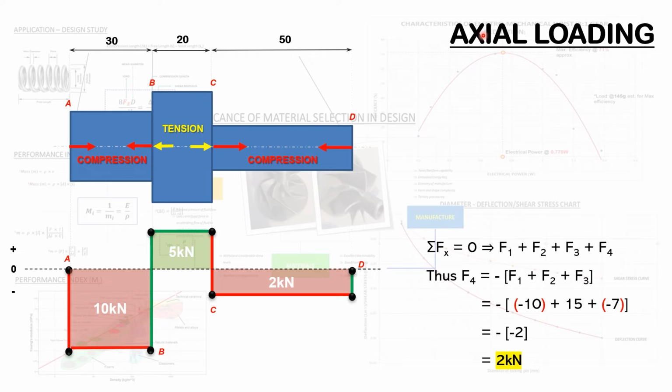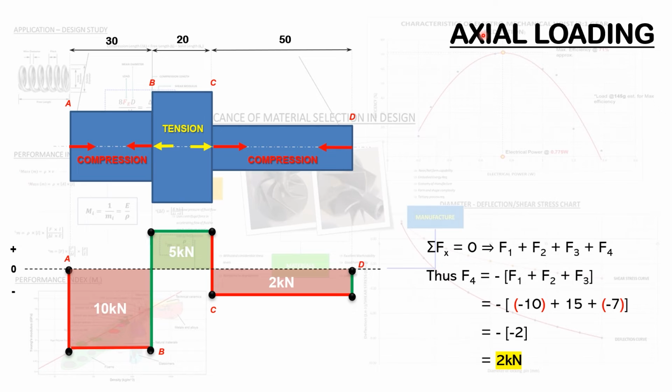So, to ensure that we don't have any confusion, we are going to determine the sense of the forces in terms of the direction. So forces moving rightwards, we will assume to be positive. Forces moving leftwards, we assume to be negative. Okay, so compressive forces will have a negative sense, tensile forces will have a positive sense. Thus, minus into bracket minus 10 plus 15 plus minus 7, all brackets closed. So that would give a sum of minus 2. So minus times minus 2 gives positive 2. Thus, F4 will be equal to 2 kilonewtons.